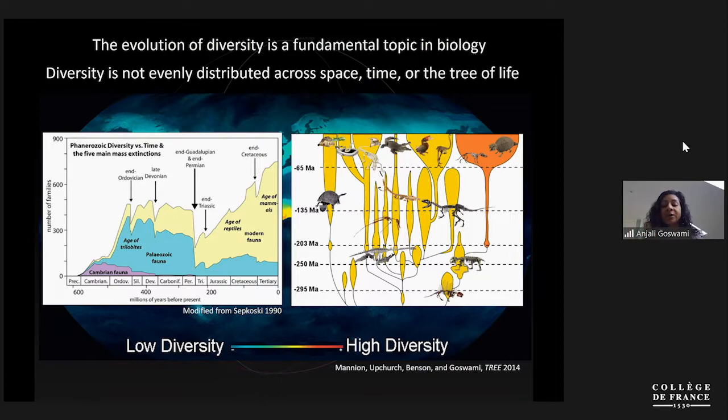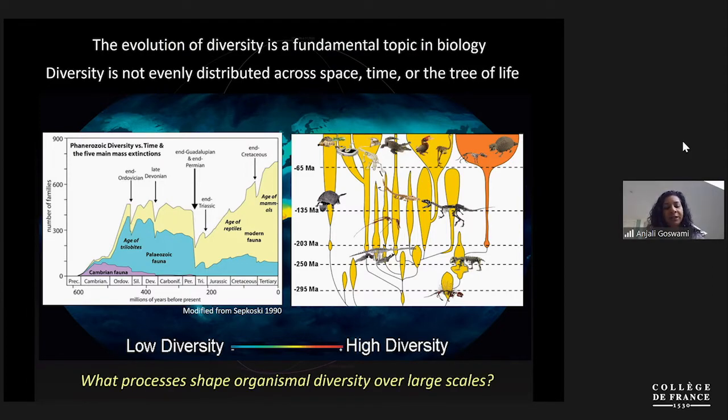And finally, when we look across the tree of life, we can see that there's a big variation in the diversity of different groups or clades of organisms. Some groups, say, birds, are hugely diverse in species numbers, while other groups like crocodiles have relatively few species. And so the question that I've always been very interested in is trying to understand what processes shape organismal diversity over these kinds of large scales. Why do we see these differences in how diverse organisms are, how diverse time periods are, how diverse different regions are?